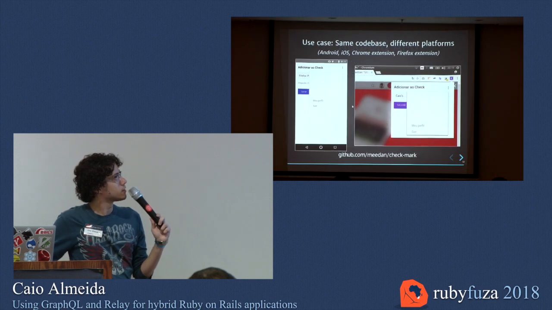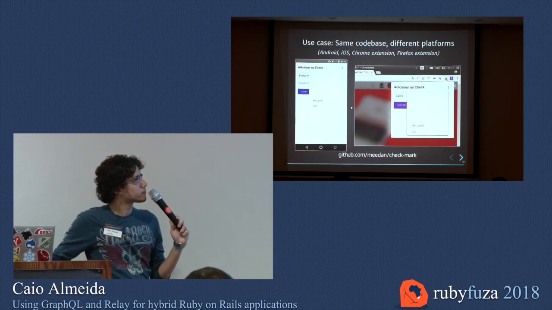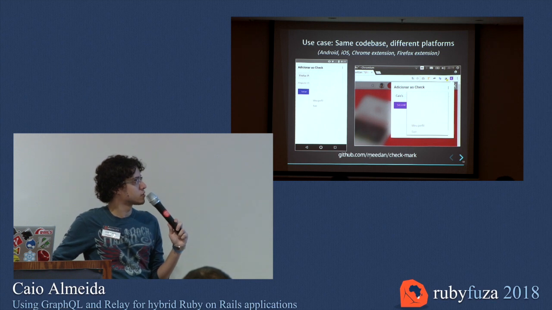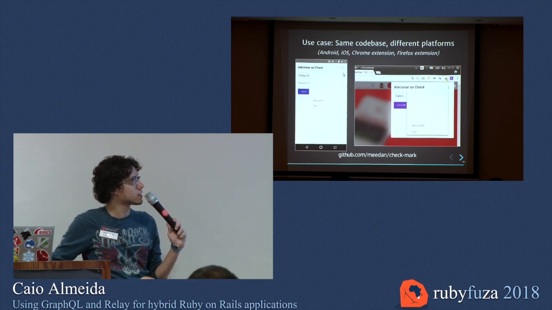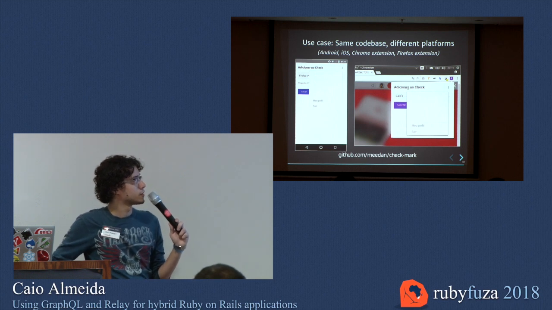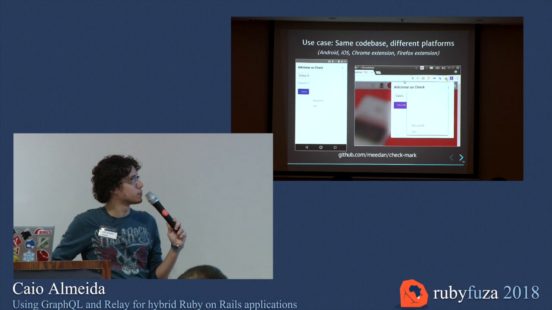This is our real-world example. The repo is here. It's called the checkmark. It's our application to send media to be verified. And we have this mobile application and this browser extension. For example, you can see that they look exactly the same, and they are the same code base. They have different ways to receive the input data.